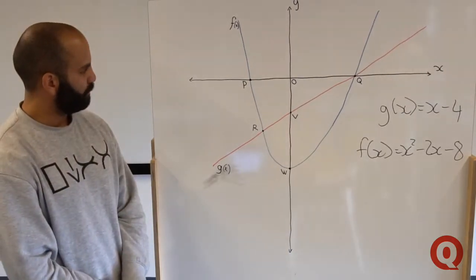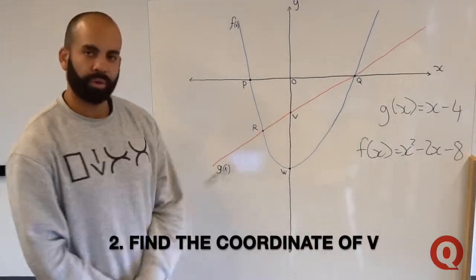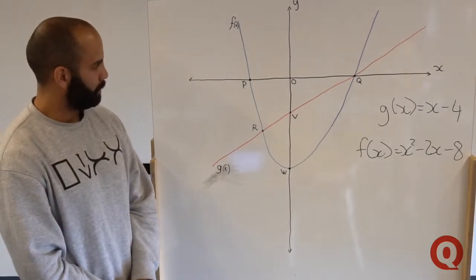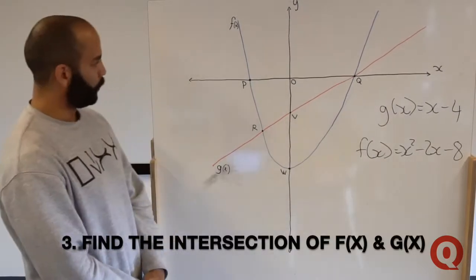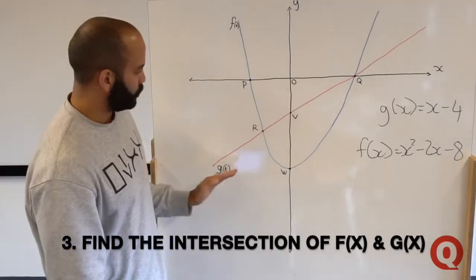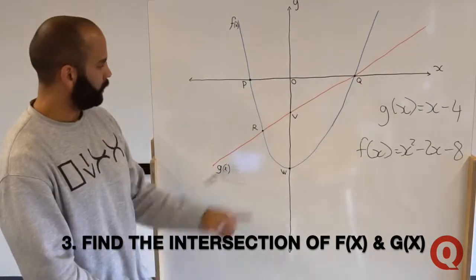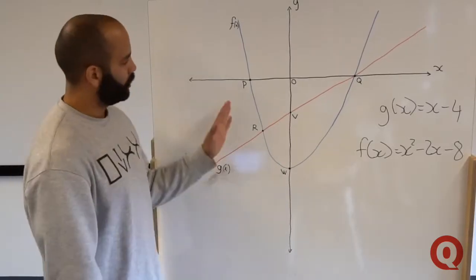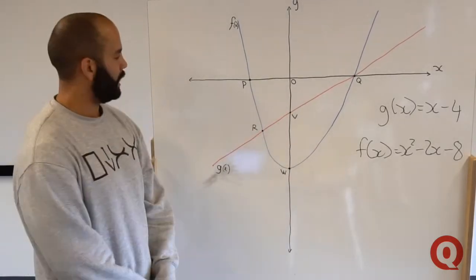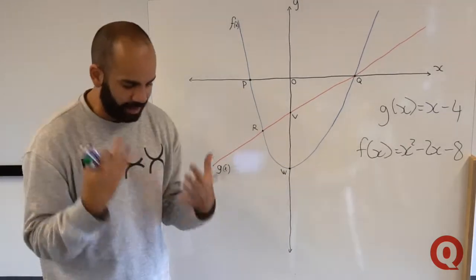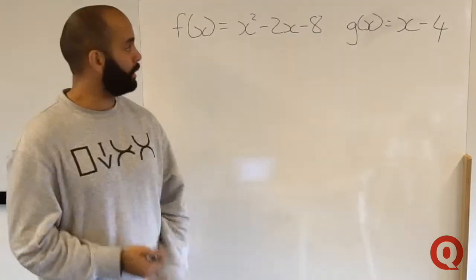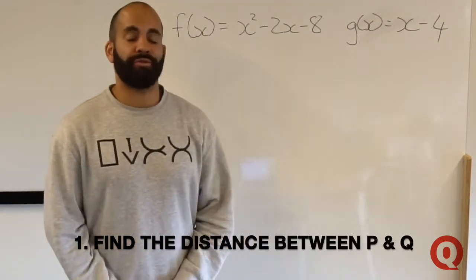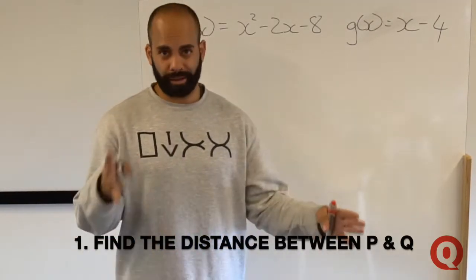Then it might be find what the coordinate of point V is. Thirdly, it might be find the intersection points between the parabola and the straight line equation, which would be R and Q. We're going to delve into that, solve for all of these points, and unpack it and really nail this question. So solving for the parabola and the straight line equation, the first question that we're given is to find the distance between P and Q.